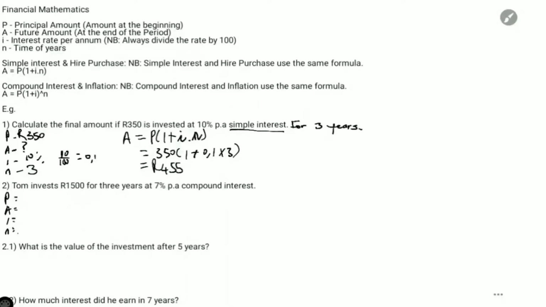Principal amount, invested, that is 1,500. Okay, and then the final amount, we don't have that, so we're going to have a question mark there.